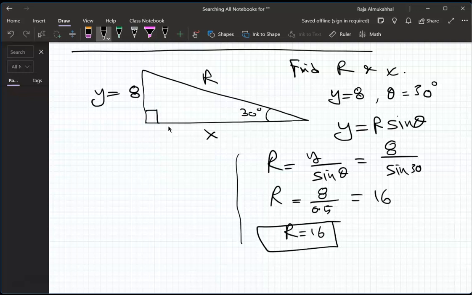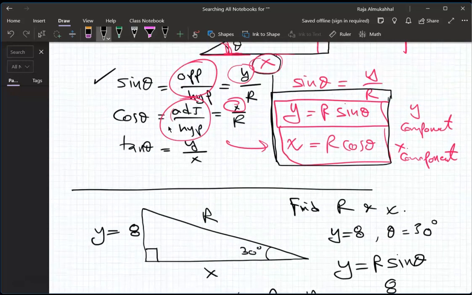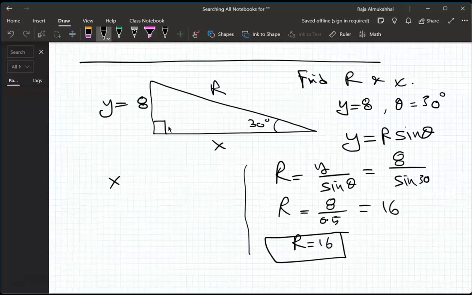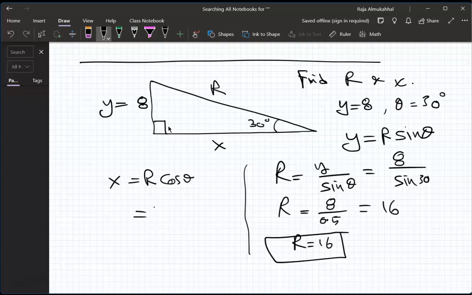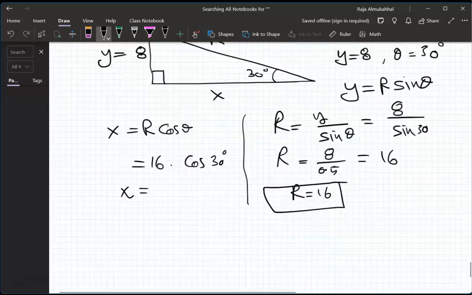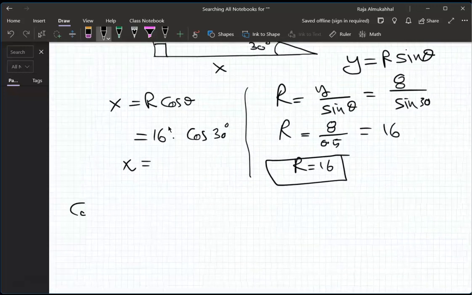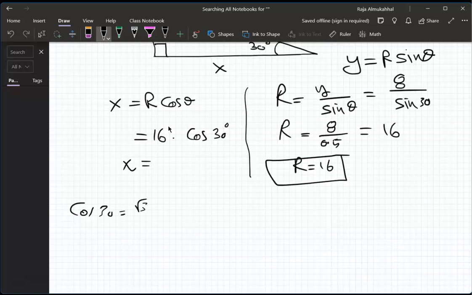Now, to find x, well, we go back to the formula, which is right there. X is equal to r cosine theta. I already know what theta is. It's 30 degrees. So x is equal to r cosine theta, and that will be equal to 16 times cosine 30 degrees. Now, your math teacher would have said, oh, cosine 30 is square root of 3 over 2, which is true. But we don't write it this way. This is called the exact form.